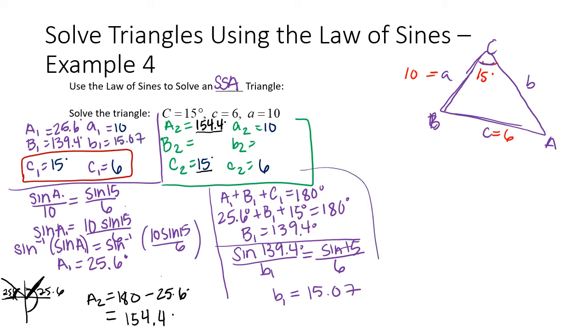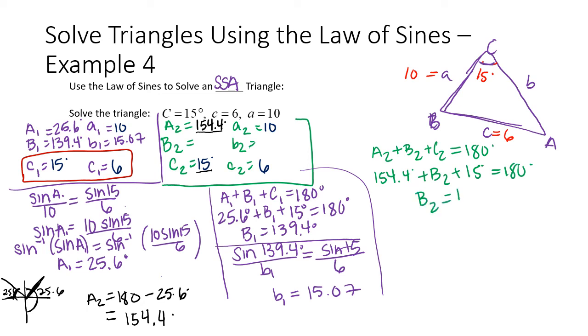So now we'll move on to triangle 2. So for triangle 2, define that second angle. When I add up all the angles, you get 180 degrees. So angle A in the second triangle is 154.4 degrees. I don't know angle B. Angle C in the second triangle is 15 degrees, and I know those have to add up to 180. So I end up getting that the second angle B is 10.6 degrees.